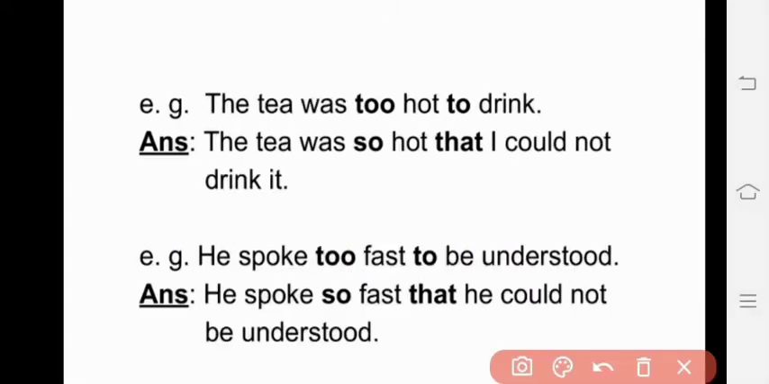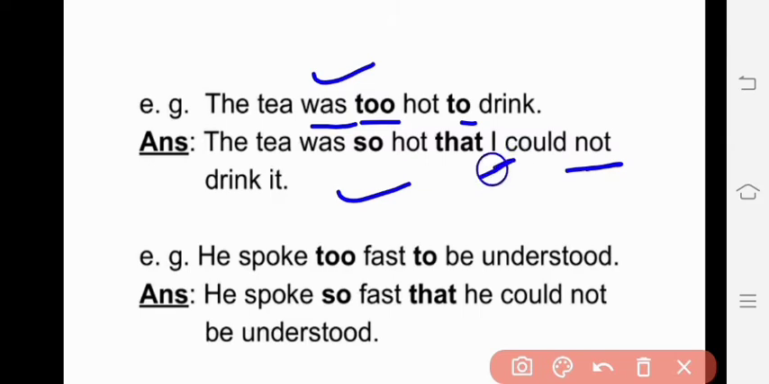Now some other example to understand. The tea was too hot to drink. Here the tense is past tense. Now if we want to convert by using "so that", you must remember the rule: "so that" is applicable with negative formation only. So apply "not" with "could" and "can" as per the tense of the sentence. So the answer is like that: the tea was so hot that I could not drink it.